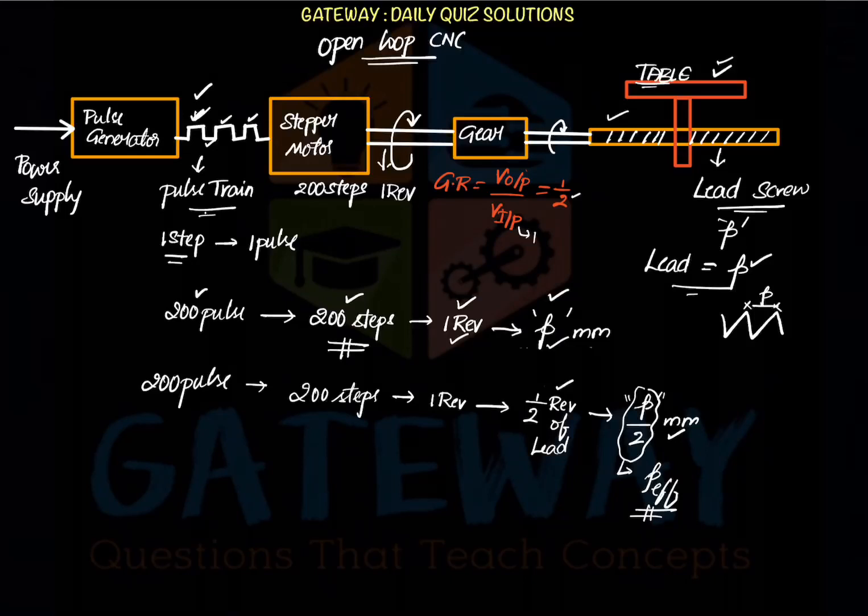And one more thing here, some terms you need to understand. The first term is called BLU. The BLU is called the basic length unit.